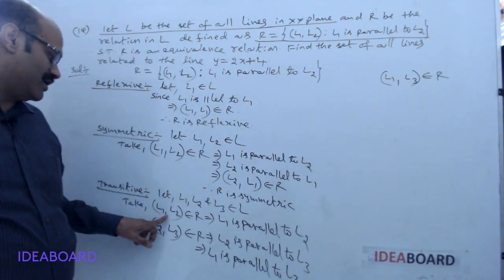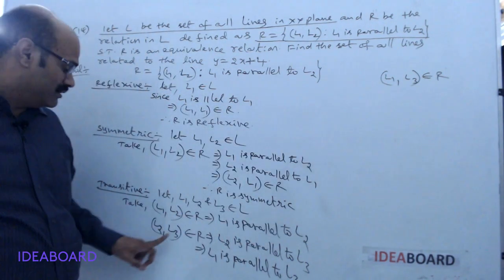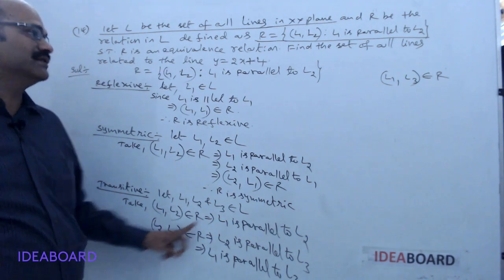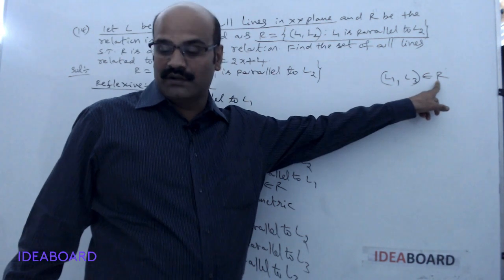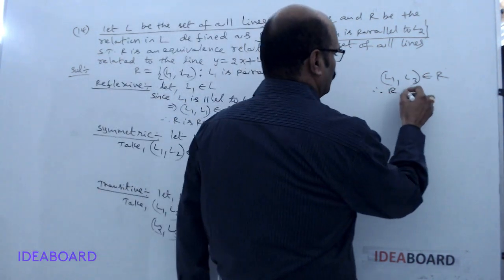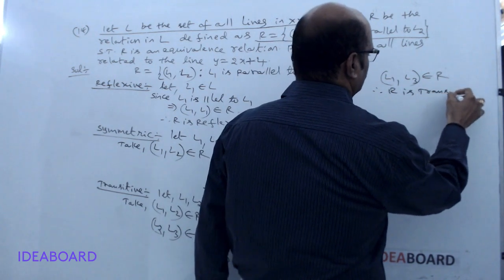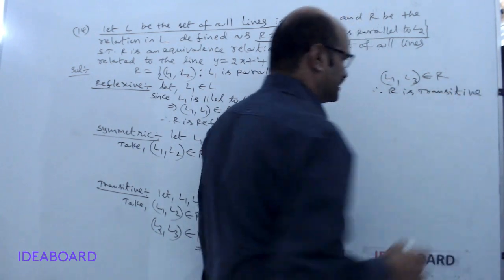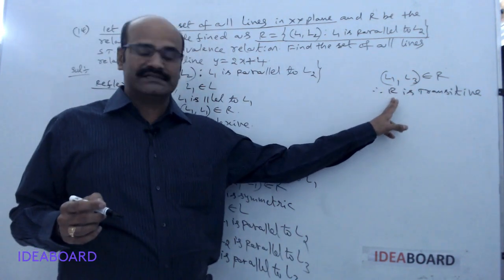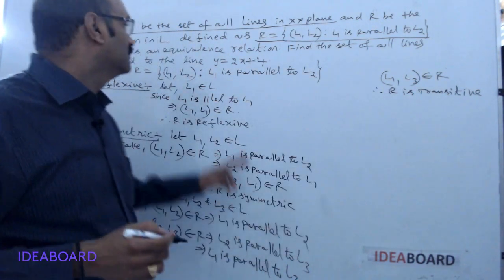Since L1, L2 belongs to R and L2, L3 belongs to R, we have L1, L3 belongs to R. Therefore, from this, we say that R is transitive. Since R is reflexive, symmetric and transitive, we conclude that R is an equivalence relation.